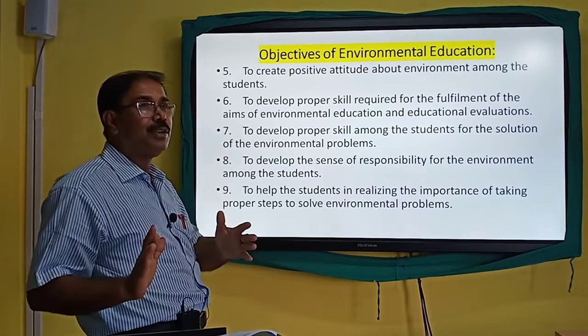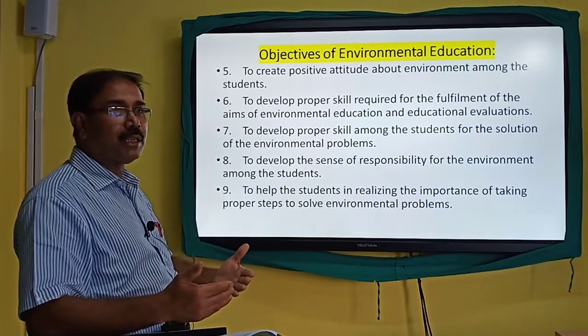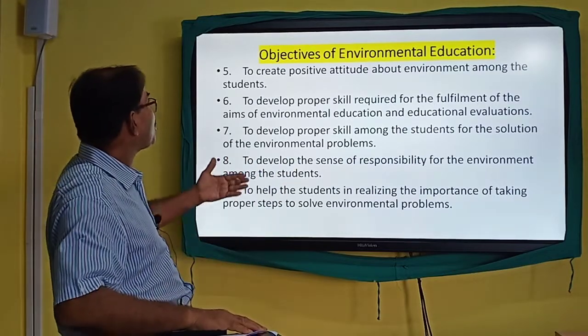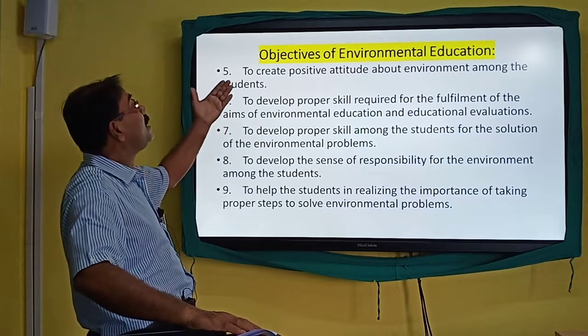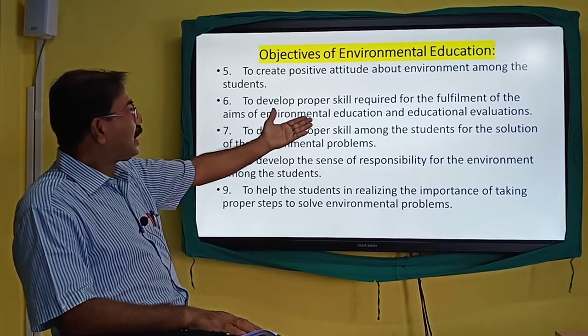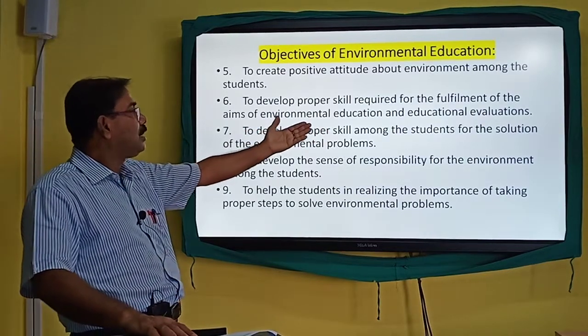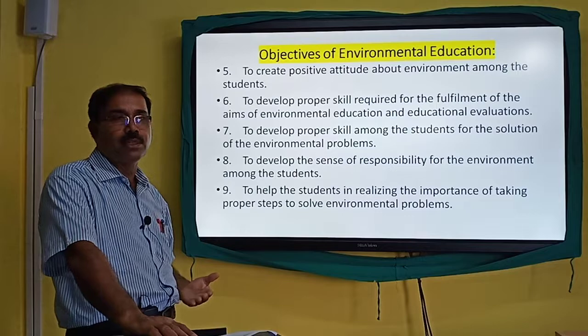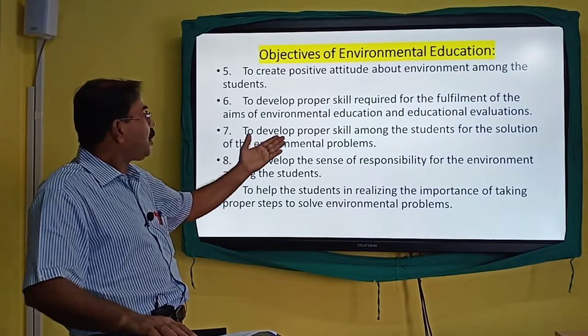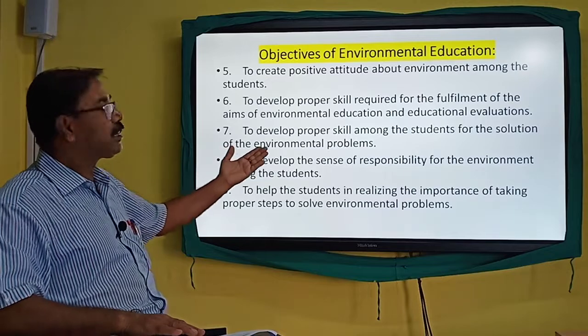Be positive. If you pollute, if you spill, if you misuse water, if you misuse the properties of nature, it means that you are inviting danger. To develop proper skill required for the fulfillment of the aims of environmental education on educational evaluations. Then to develop proper skill among the students for the solution of the environmental problems.